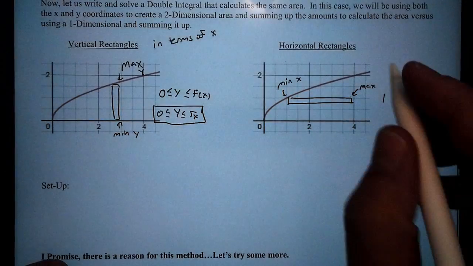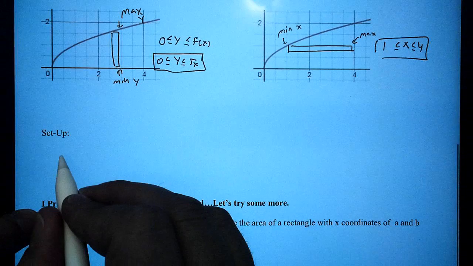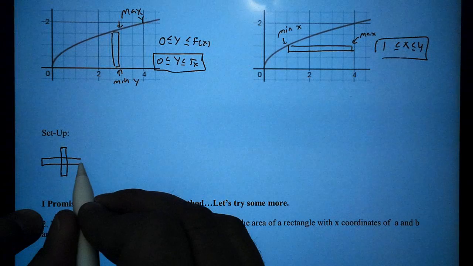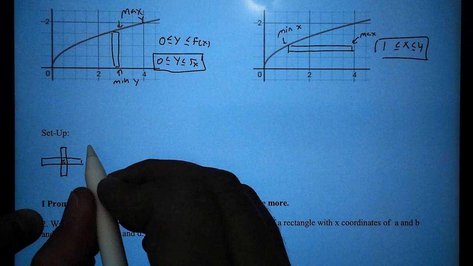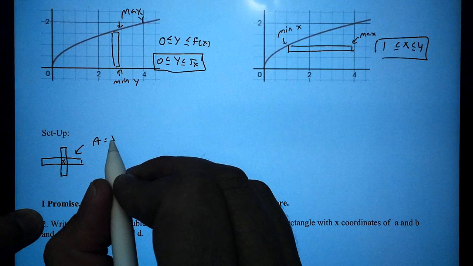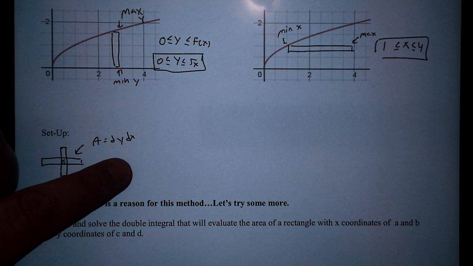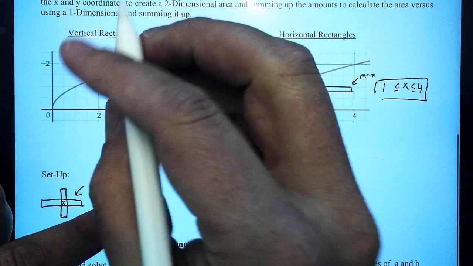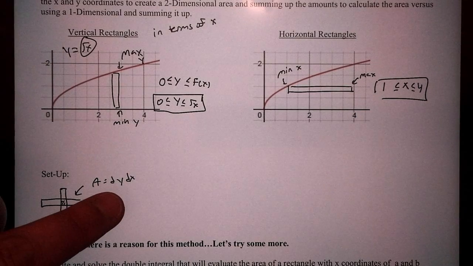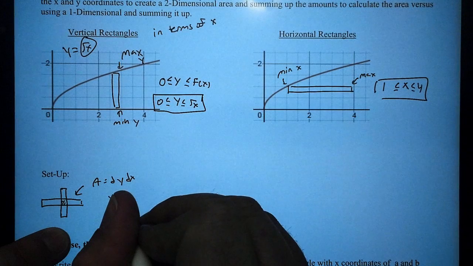So when I set up my integral, I look at the intersection of my horizontal and my vertical rectangles. And we want this little tiny piece right here. And remember, we said the area in here is just dy dx. The reason why we do dy is because our function was in terms of x. Remember, we were looking at the function y equals the square root of x. Because we're in terms of x, we're going to choose dy first. So y has to go first.